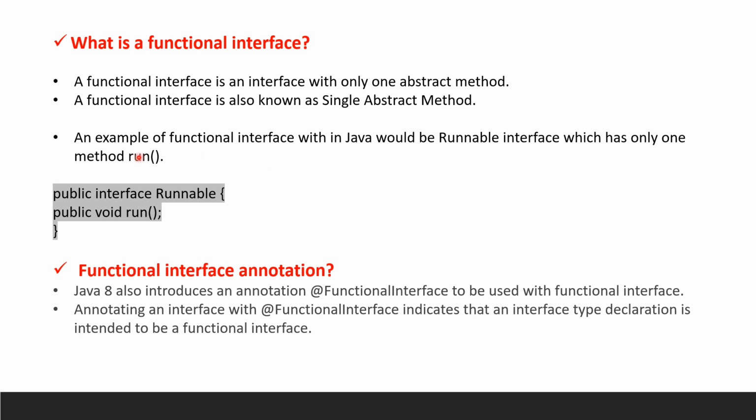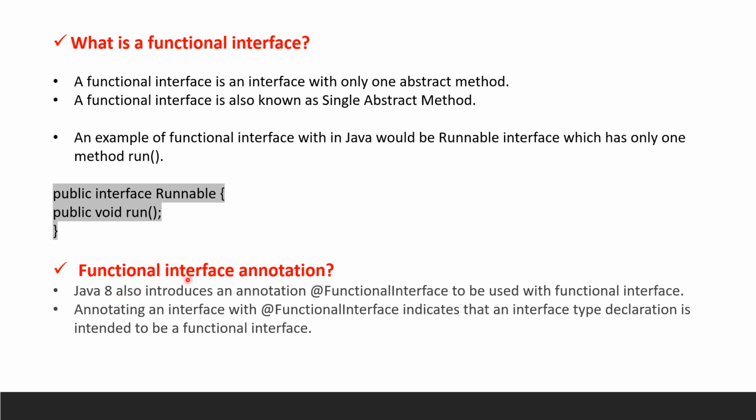An example within Java would be the Runnable interface, which has only one method, run. So the Runnable interface provides only one method, that is the run method. Whenever we have only one abstract method in an interface, then it will be called a functional interface.